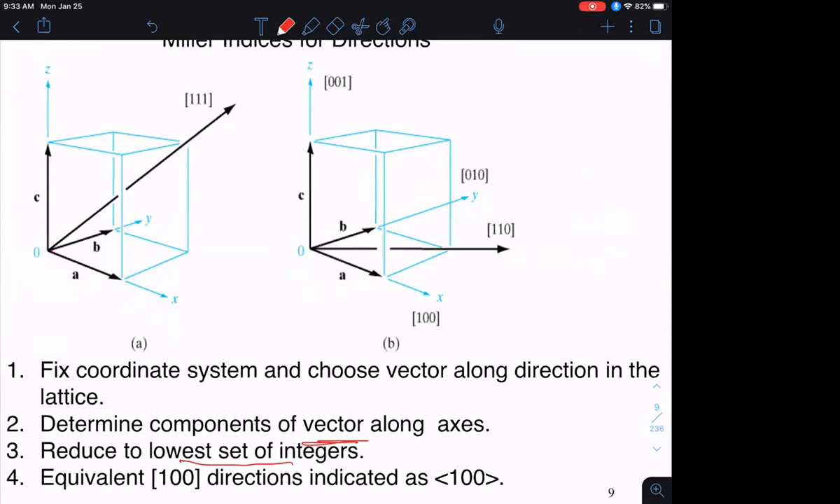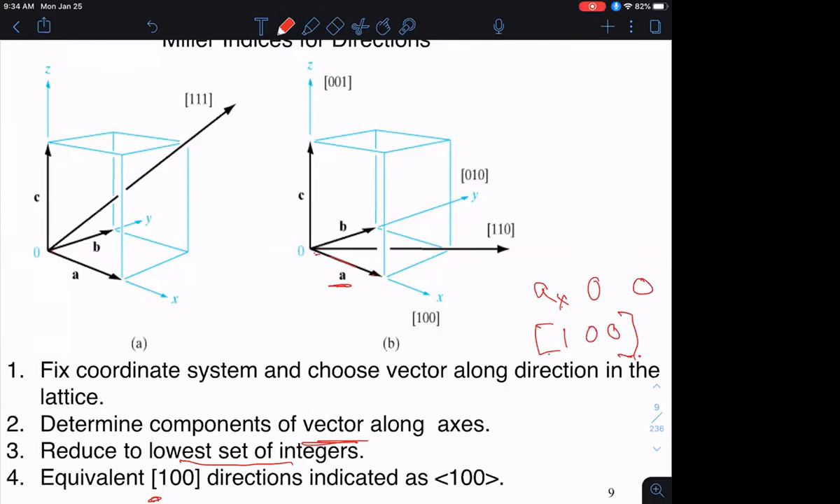So for example, if I look at this vector A, shown over here, of magnitude A, to begin with, the component along the x-axis is A. Component along the y-axis is 0. And along the z-axis is 0. You then reduce that to the lowest set of integers, and now that direction becomes 1, 0, 0. But to indicate directions, you enclose them within square brackets as shown over here. For planes, that was indicated as parentheses, equivalent planes with curly brackets, but directions with square brackets.